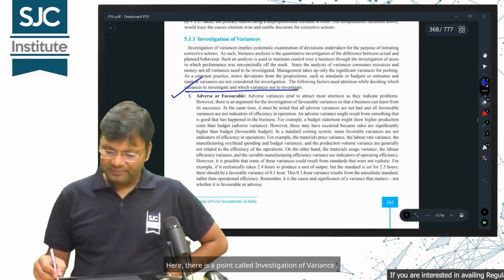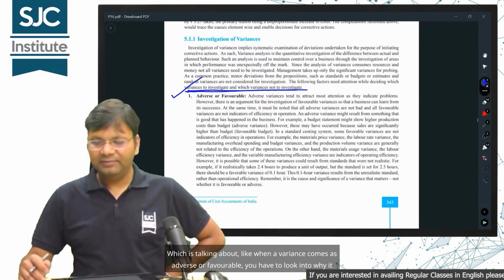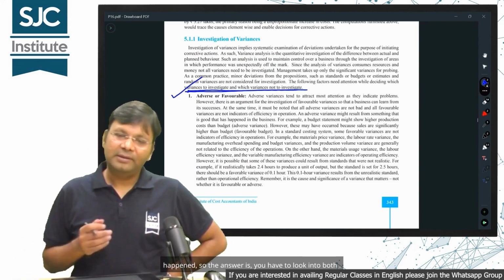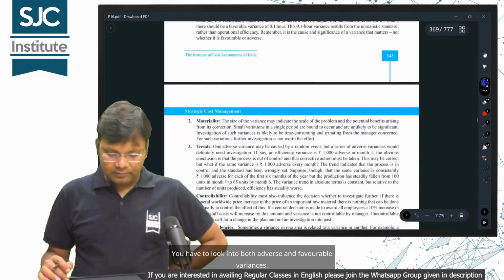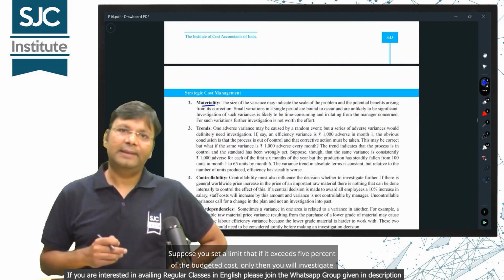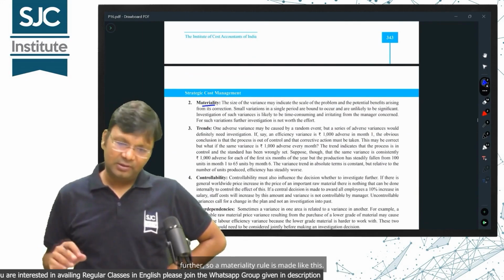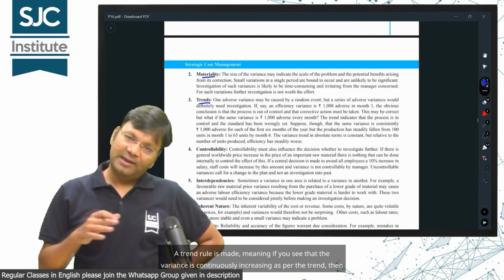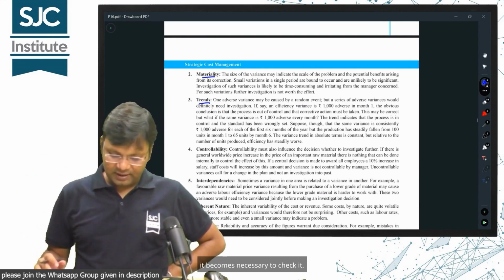Here, there is a point called investigation of variance, which is about when a variance comes as adverse or favorable, you have to look into why it happened. So the answer is you have to look into both adverse and favorable variances. The answer is you should investigate only if it is material. Suppose you set a limit that if it exceeds 5% of the budgeted cost, only then you will investigate further. So a materiality rule is made like this. A trend rule is made, meaning if you see that the variance is continuously increasing as per the trend, then it becomes necessary to check it.